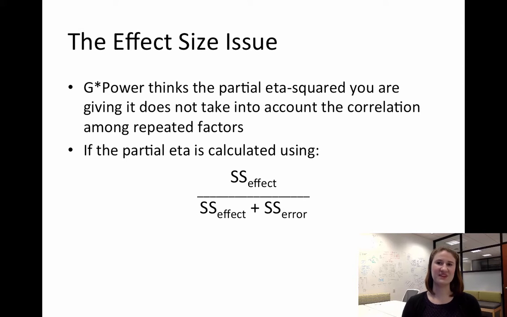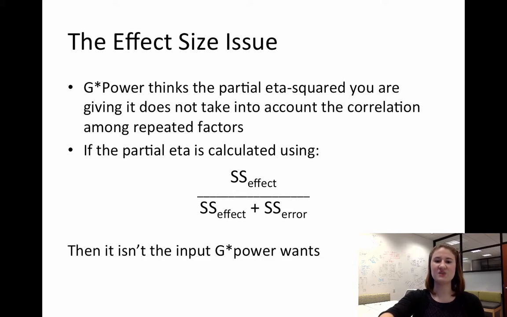Because this formula uses the sums of squares from the F-test, any partial eta squared that's calculated using this formula is already going to take into account the correlation among the levels of a within subjects factor. And so because of that, if you use a partial eta squared that's calculated using this formula, you're not going to be giving G-Power the input that it thinks it's getting. So obviously if you calculate your partial eta squared by hand, you'll know whether you're using this formula or not.